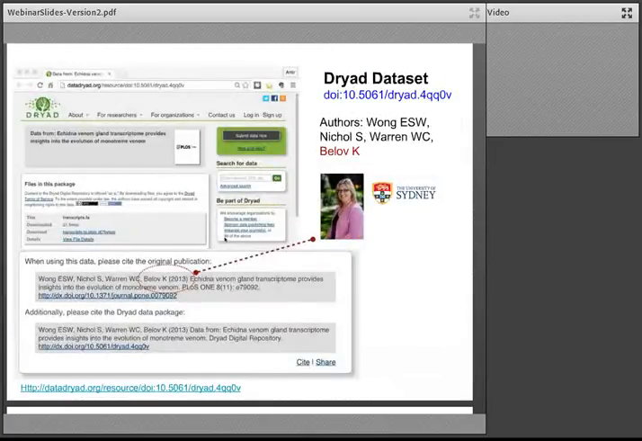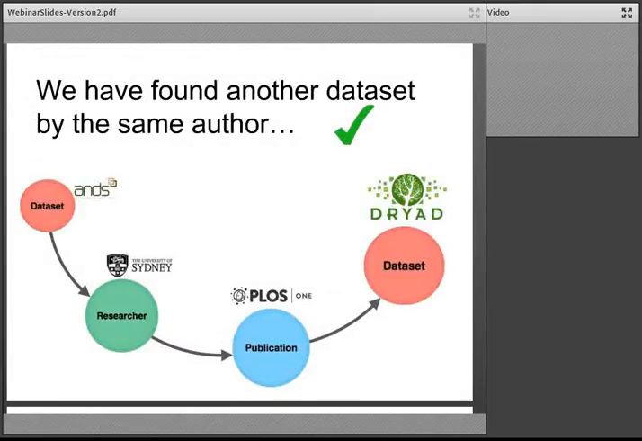So we go to that page in Dryad, and we see there is another data set by the same author. So here, in this context, we have connected a data set from ANDS to a page of researcher information at the University of Sydney, to the journal article in PLOS ONE, and then to a data set in Dryad. This process is literally what we did manually in the early days when we were working on the prototype. We tried a number of these cases to be sure that this was working.